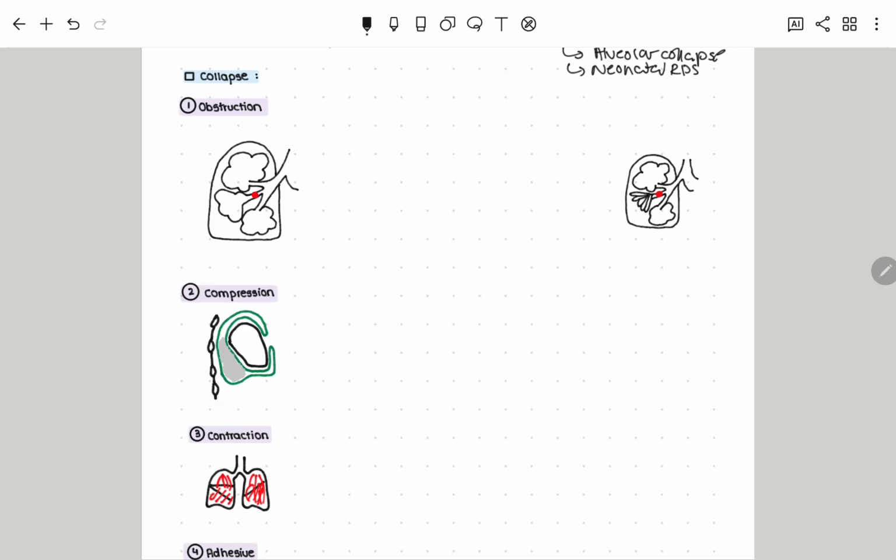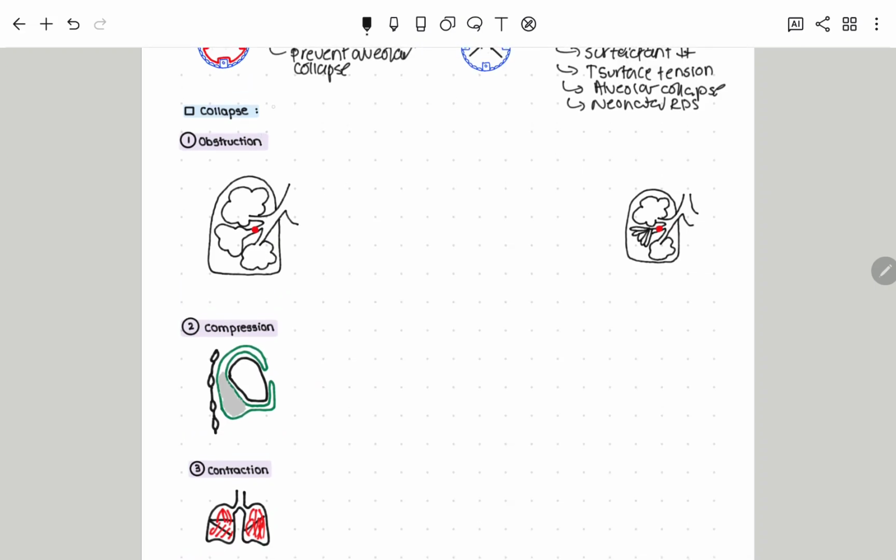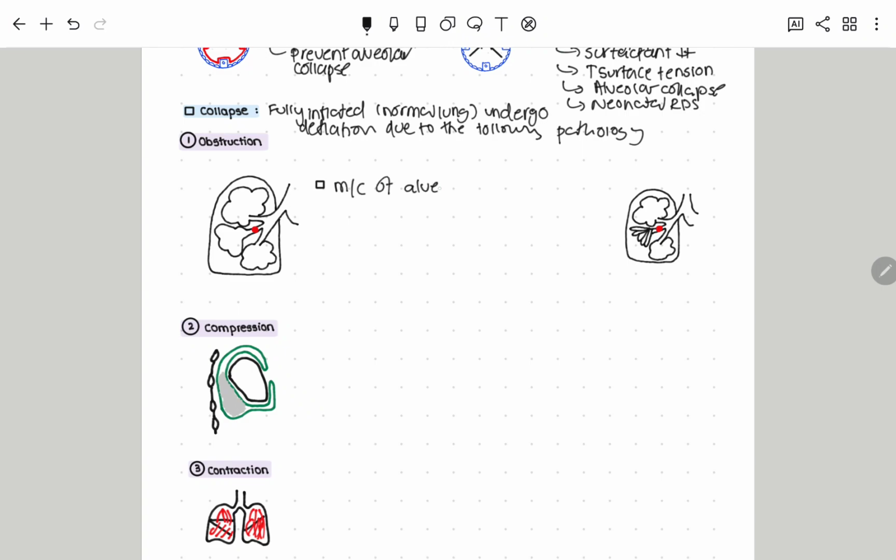Right, now coming to how would you define collapse then? Collapse is basically occurring when you have a fully inflated or a normal lung undergo deflation due to the following pathologies that we're going to discuss. And so the first pathology in this case is the obstruction of the alveoli, which is the most common cause of alveolar collapse.